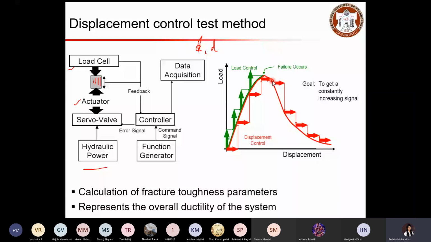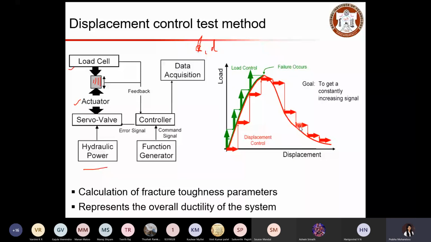Again, you will be deforming, and for that particular deformation you will require very little load, so the corresponding load will be captured. So with further increase in displacement, the reduction in load will be captured when you use the displacement control method. The advantage of the displacement control method is that you capture the post-peak behavior. Capturing this post-peak behavior will be helpful to understand the toughness of your material.